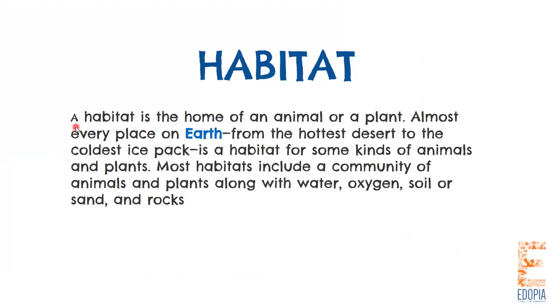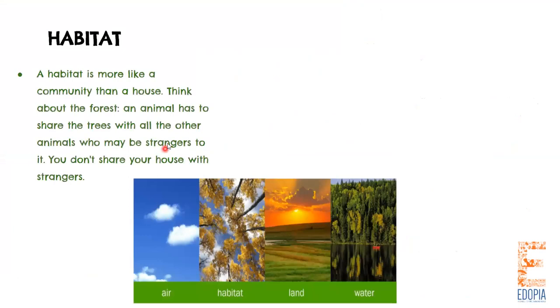So they were told that these pictures represent different habitats of animals and plants. And a habitat is a home of an animal or plant. Almost every place on earth, from the hottest desert to the coldest ice pack, is a habitat for some kind of animals and plants. Most habitats include a community of animals along with water, oxygen, soil, sand, and rocks. So a habitat is more like a community than a house. Think about a forest. An animal has to share the trees with all the other animals who may be strangers to it. But if you live in a house, you live independently and separately, and you do not have to share it with a stranger.